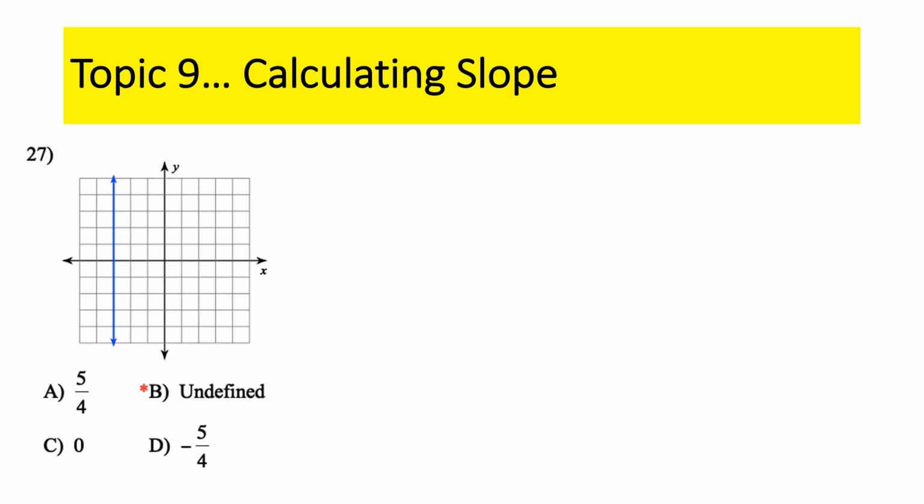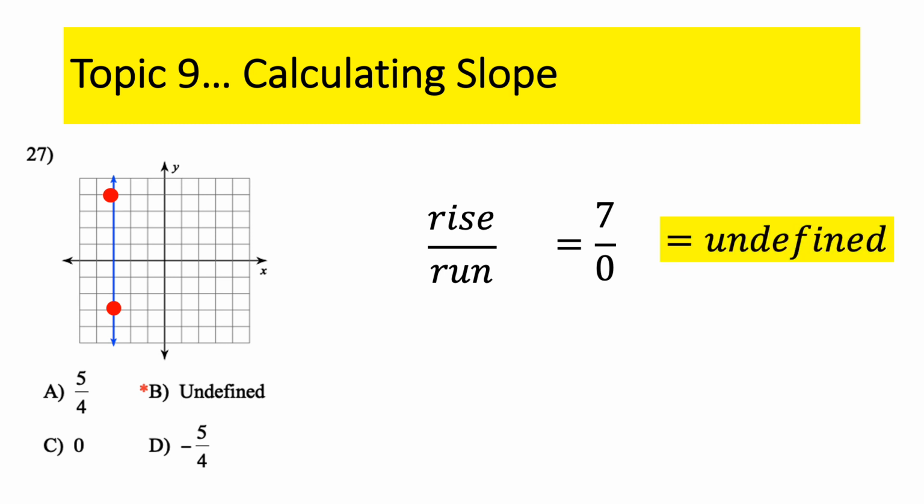What about vertical lines? Pick 2 points. What's the rise? Let me count: 1, 2, 3, 4, 5, 6, 7. But it doesn't go left and right at all. You can never divide by 0. That is why the slope of vertical lines is undefined.